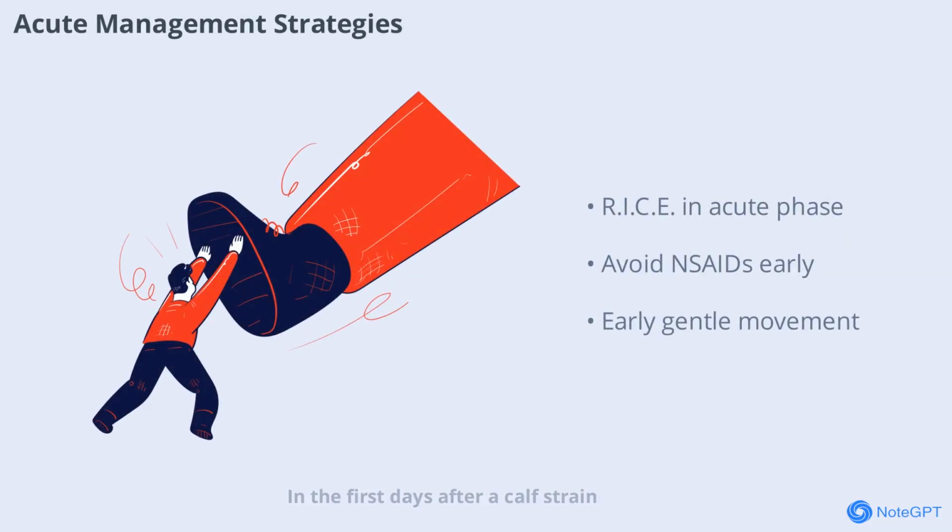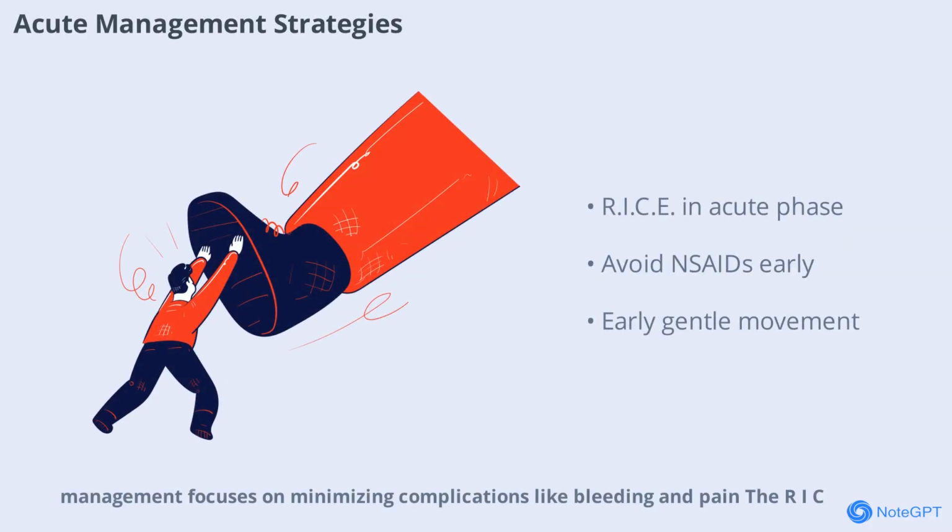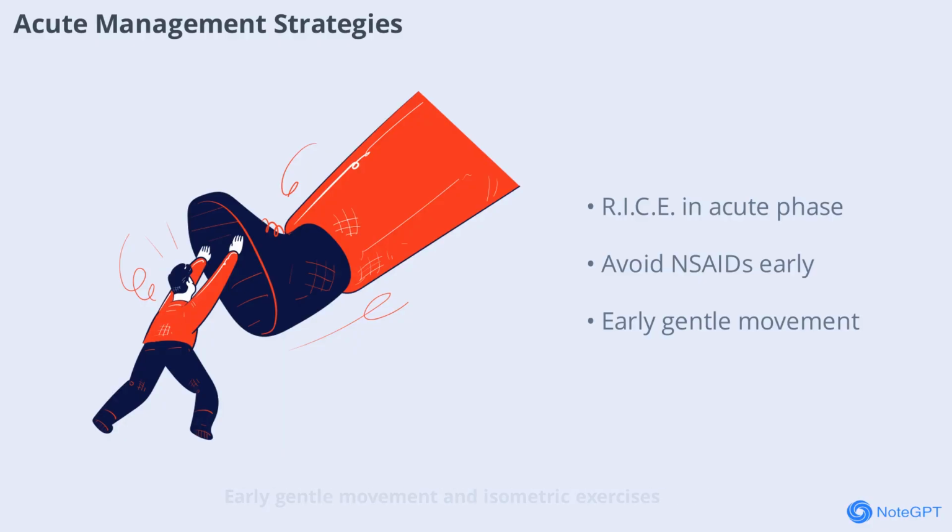In the first days after a calf strain, management focuses on minimizing complications like bleeding and pain. The RICE protocol, rest, ice, compression, and elevation, is widely used. Nonsteroidal anti-inflammatory drugs are generally avoided in the first 72 hours due to bleeding risk. Instead, acetaminophen or selective COX-2 inhibitors are preferred. Early gentle movement and isometric exercises help maintain muscle activation without further injury. Imaging is often performed within the first week to guide further treatment.